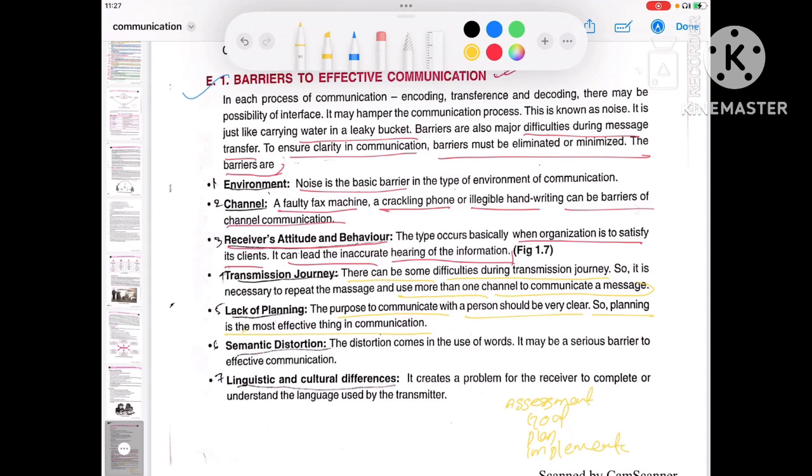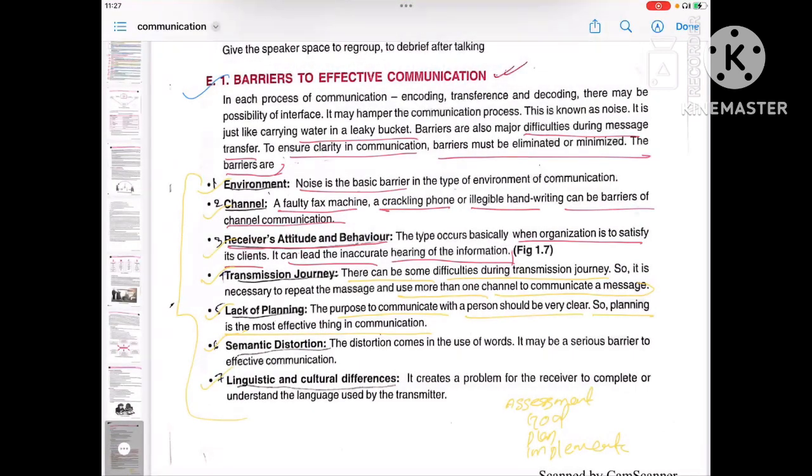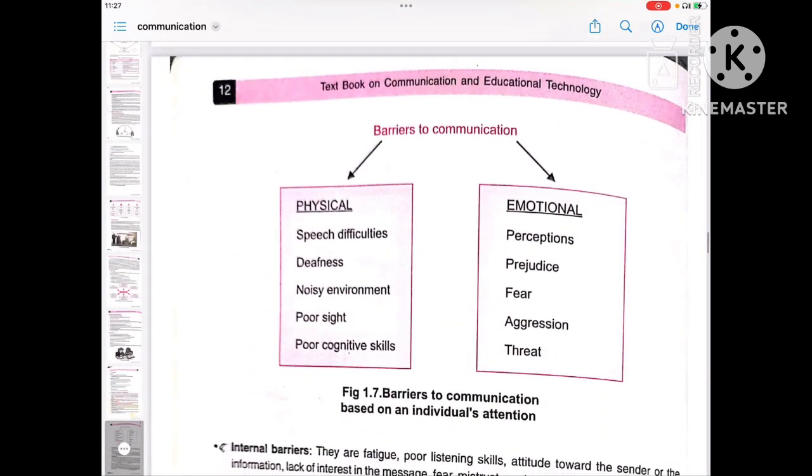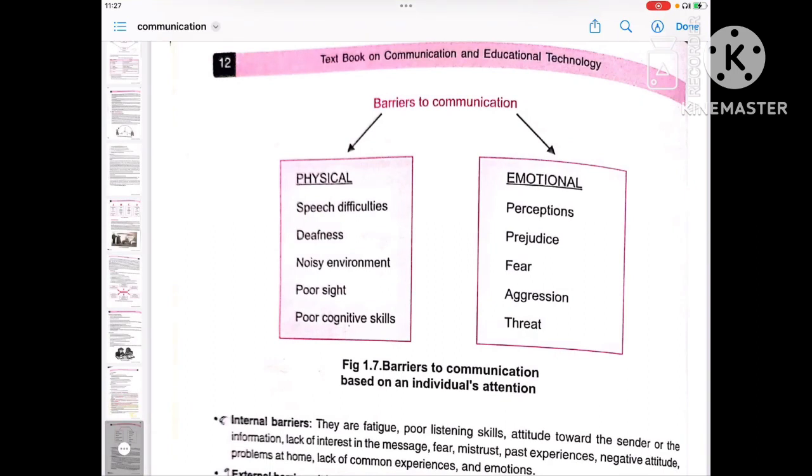Okay, so these are all the barriers to effective communication. We have seen environment, channel, receiver attitude, behavior, transmission journey, lack of planning, semantic distortion, and linguistic and cultural differences. So let's see here. They have shown the barriers of communication in a different way, in two categories. Look at this one.